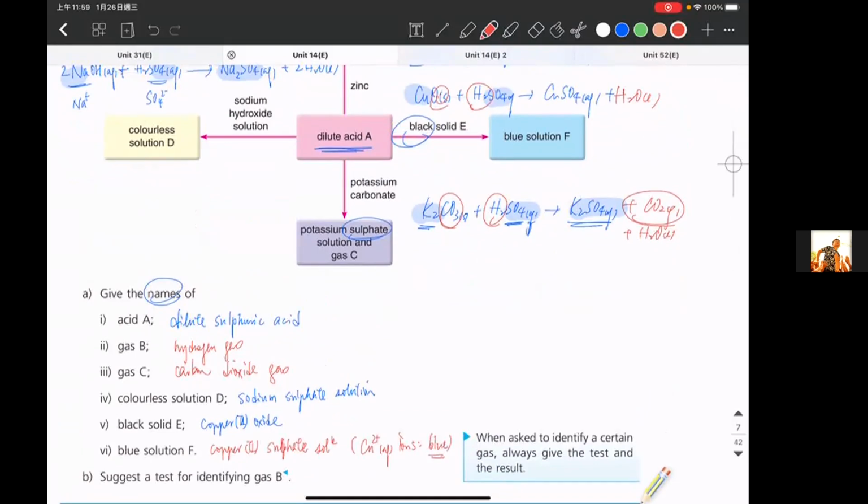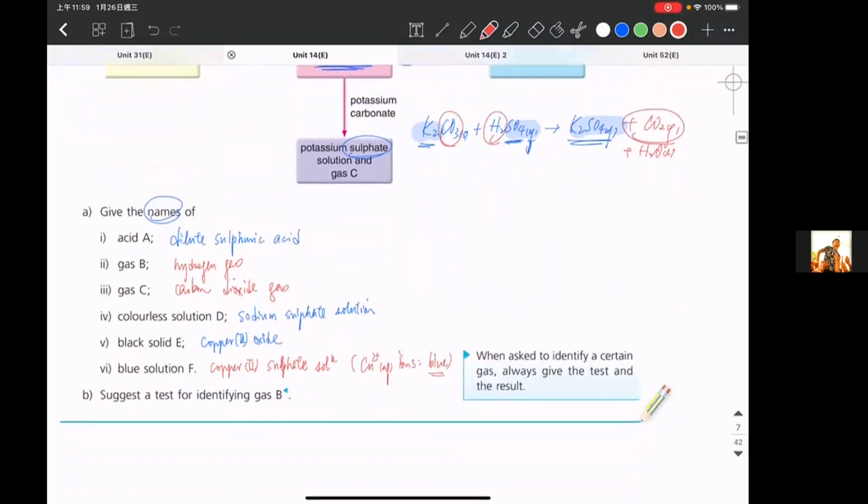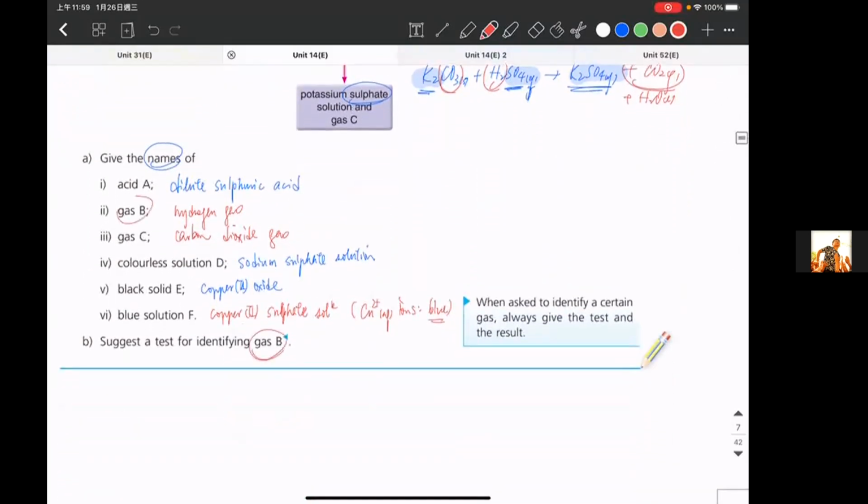So how about gas B? You are going to suggest a test for that. How do you do this? Gas B, how do you give the test for that? Of course, I can answer. I can ask you a question for gas C, right? For example. So just have a try first. How do you test the presence of gas B?